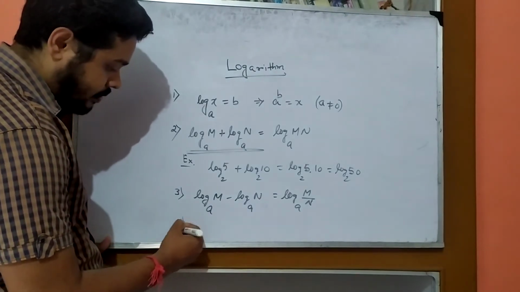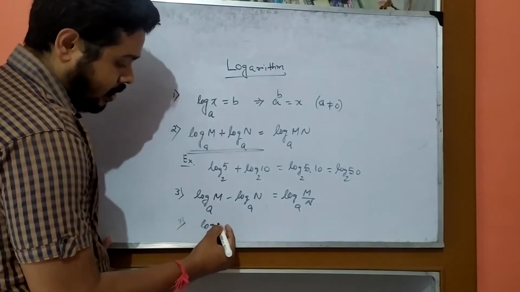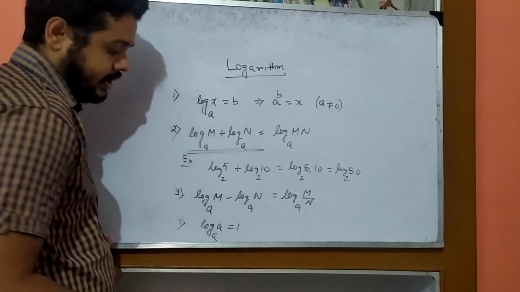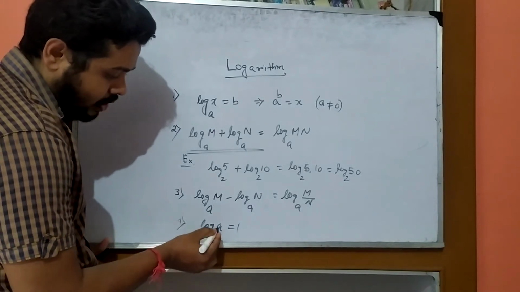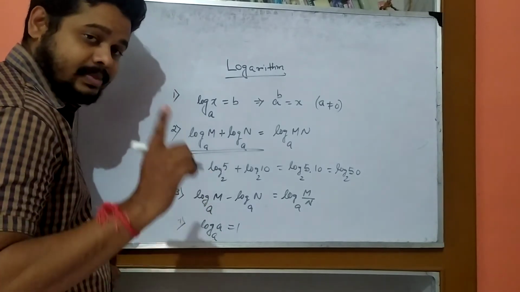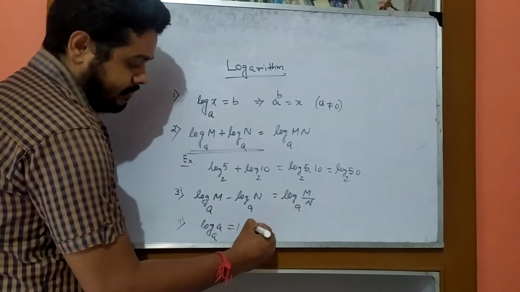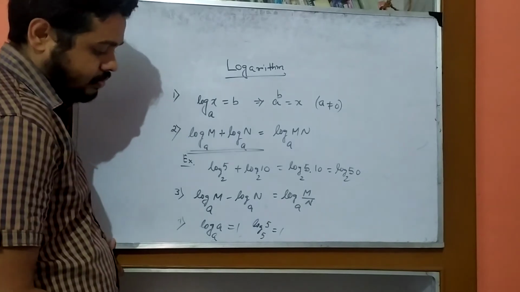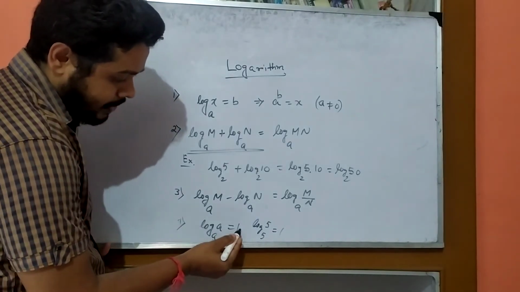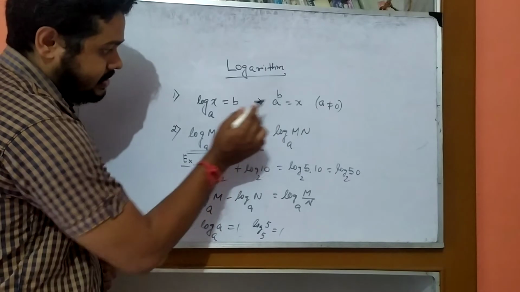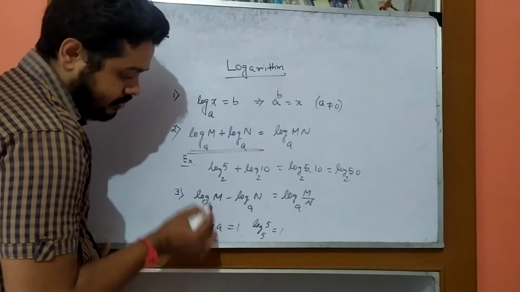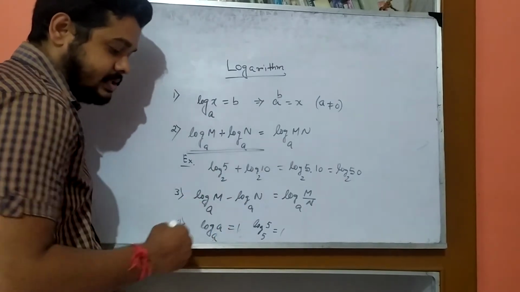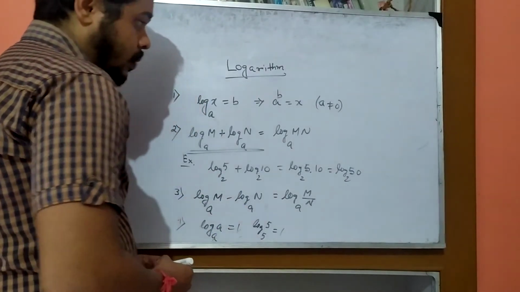Number 4, you can write logarithm a base a equals 1. That means when base and logarithm both are same, then always the value is 1. For example, logarithm 5 base 5 equals 1. See, by this definition, a to the power 1 equals a. So when base and logarithm are same, that time value is always 1.